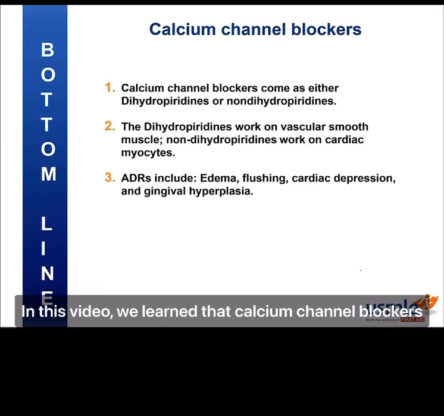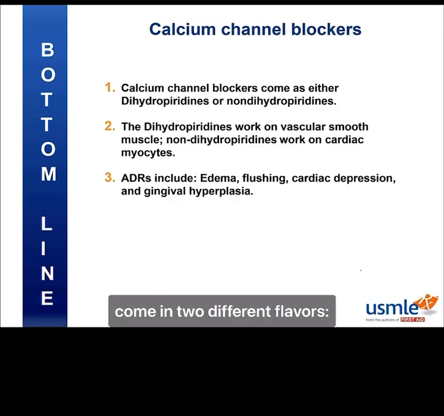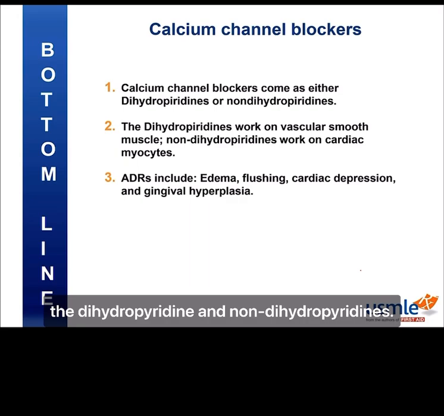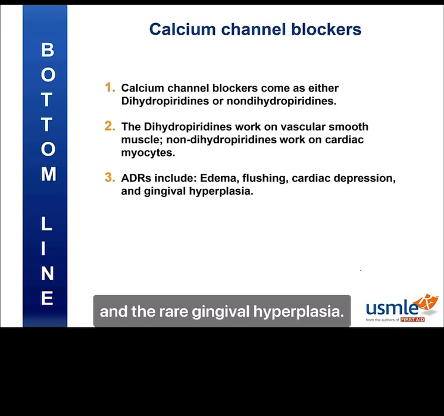In this video, we learned that calcium channel blockers come in two different flavors, the dihydropyridine and non-dihydropyridines. The dipines tend to work on vascular smooth muscle, while non-dipines work more on cardiac myocytes. Some of the associated adverse drug reactions include edema, flushing, cardiac depression, and the rare gingival hyperplasia.